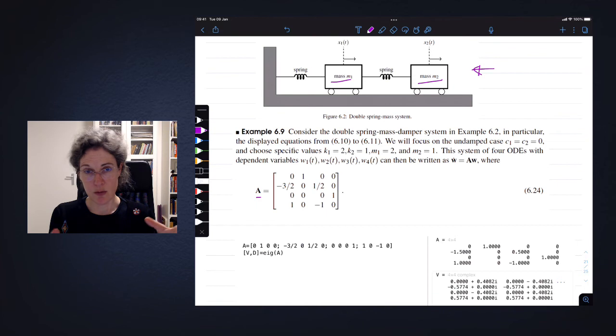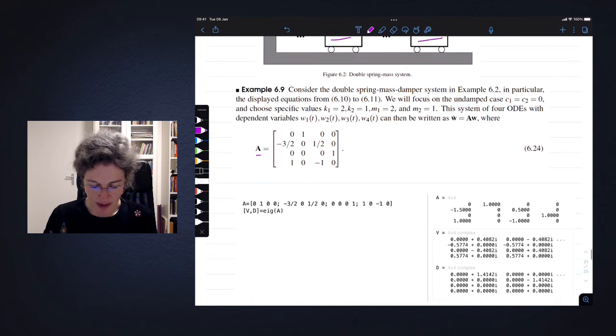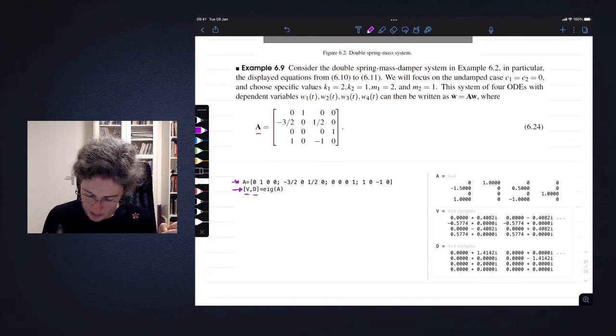But you can use all the techniques that we've been doing so far. In particular, you could plug it into MATLAB. That little bit of code there tells MATLAB what A is, and then delightfully you can use the eig command. If you use it with two outputs, then the first output will give you the eigenvectors. So you'll notice here that we've got four eigenvectors, and it's a 4 by 4.